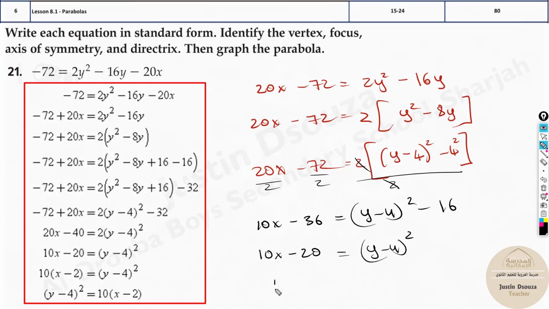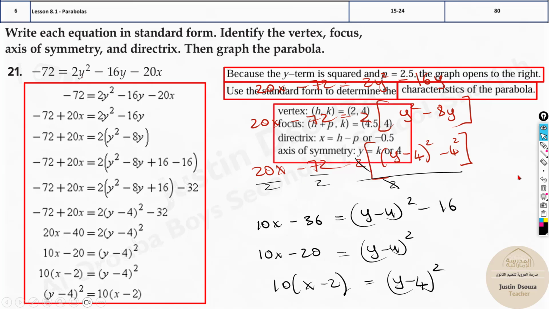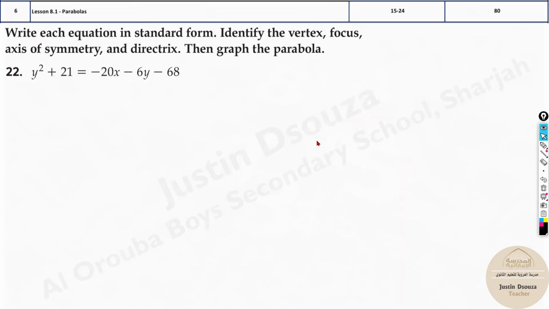square. And now take 10 common out. It will be 10 into x minus 2 is equal to y minus 4 the whole square. This is how we can solve this. So these are all the different ways of getting into standard form. I would personally do this method. Just divide both the sides by 2. It'll be easier. And then you can easily find the vertex, foci, directrix, and the graph.